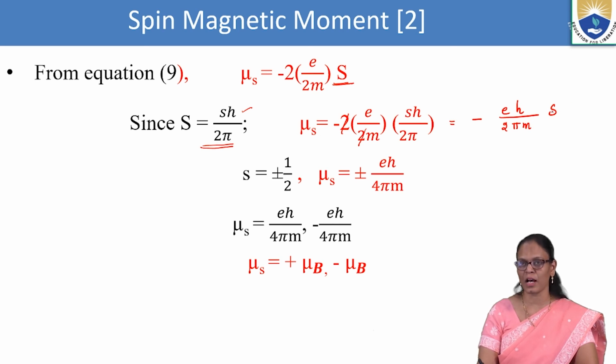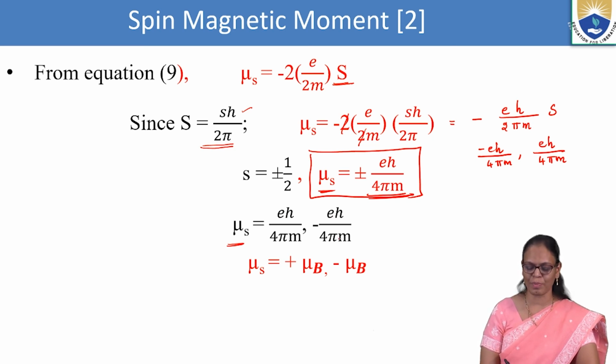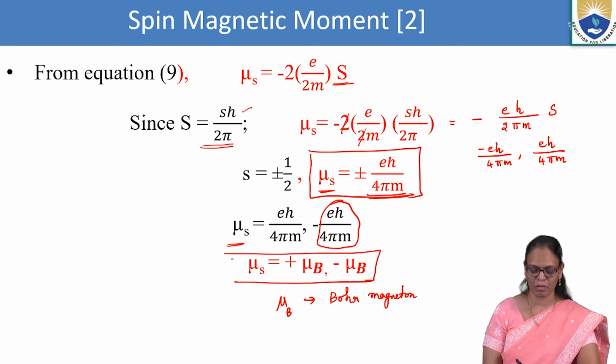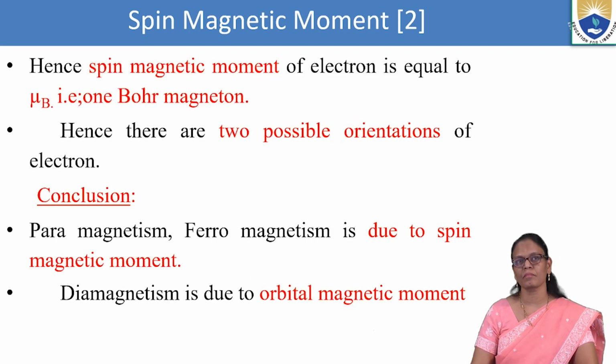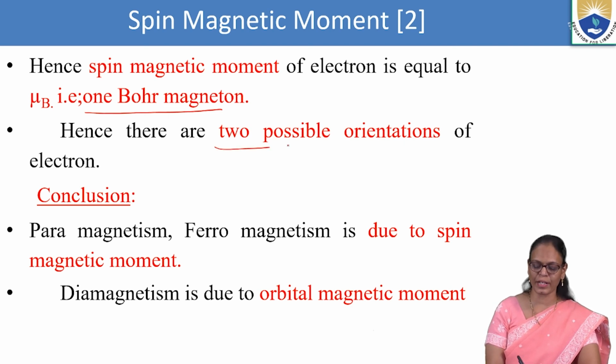So when the value of S is plus half, we get it to be minus eh by 4 pi m. And when the value of S is minus half, we get plus eh by 4 pi m. So we are getting mu s is equal to plus or minus eh by 4 pi m, depending upon the value of S. So mu s can be written as eh by 4 pi m or minus eh by 4 pi m. We have already seen that eh by 4 pi m is a constant, which we have called the Bohr magneton mu B. What is mu B here? Mu B is the Bohr magneton, and its value is constant. So we can write mu s will be plus mu B or minus mu B. So the spin magnetic moment is equal to the Bohr magneton, and there are two possible orientations, plus and minus.